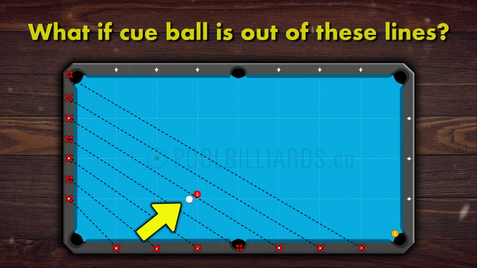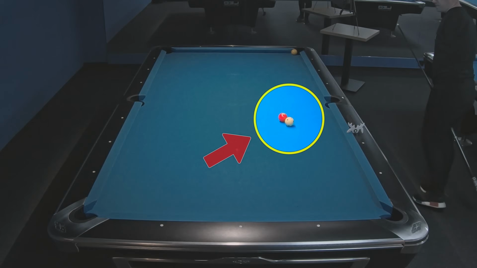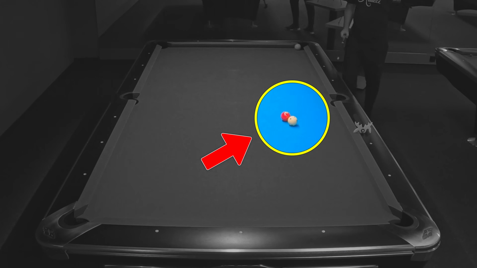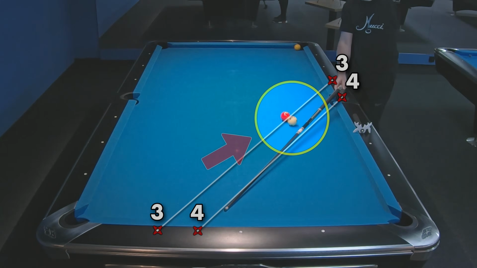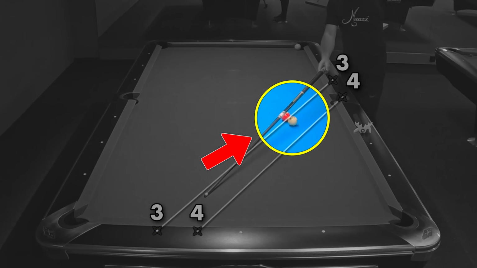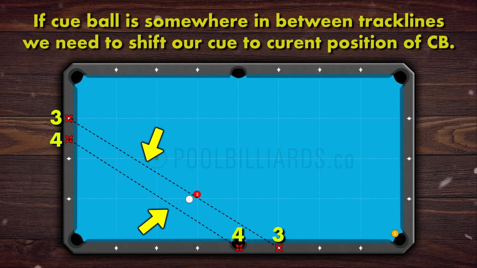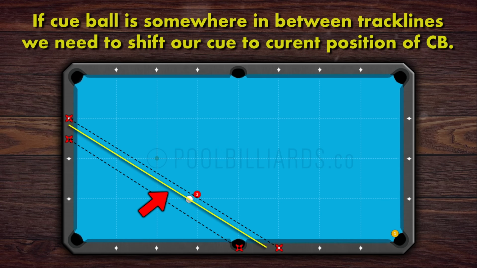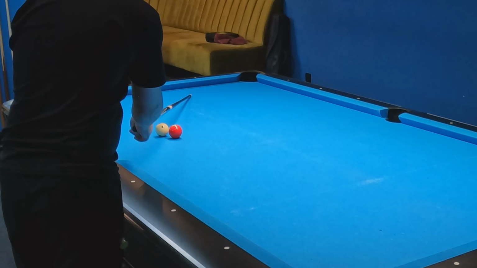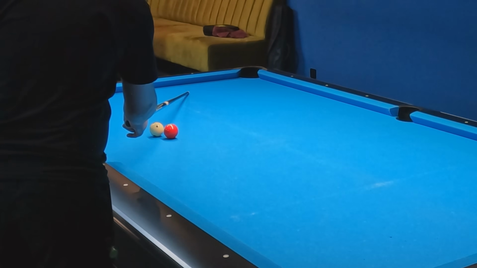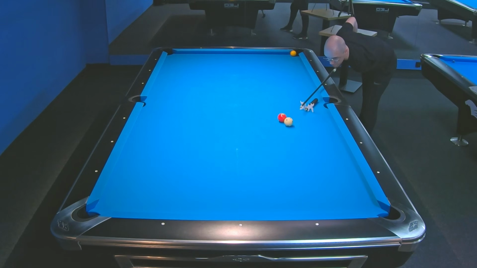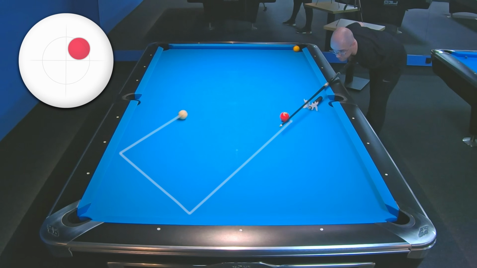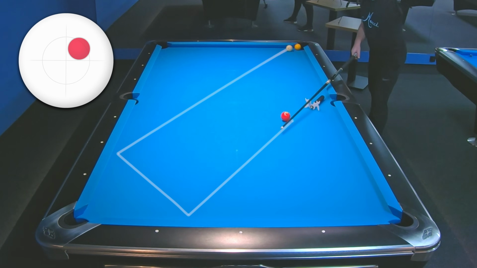Okay, but you can ask me what will happen if the cue ball is not placed on any of those track lines. And actually, this is not a problem, because in this situation we can see that the cue ball is located somewhere between track lines 3 and 4, so we need to shift one of these track lines to find another point on the short rail, which will be exactly between these numbers. If we use natural speed and running spin, then we will be able to make a contact with the object ball.